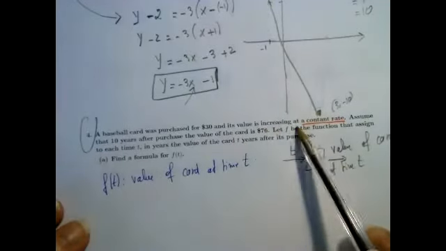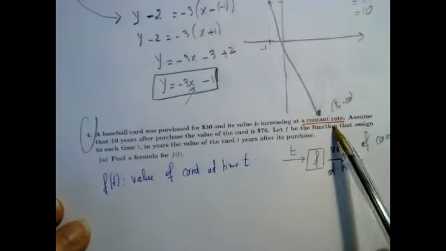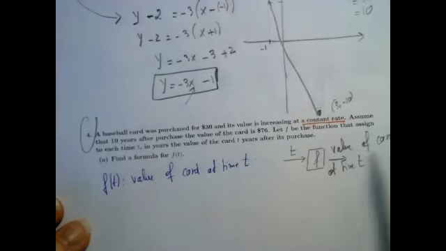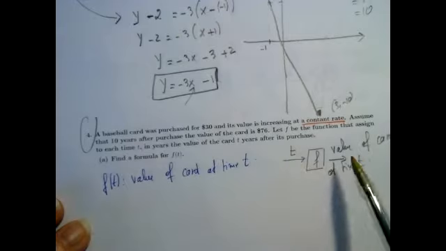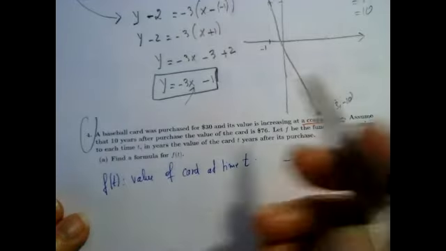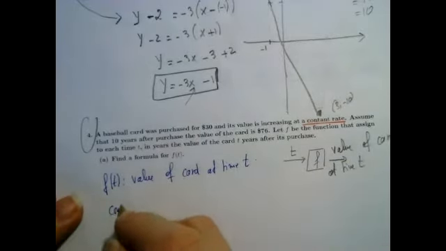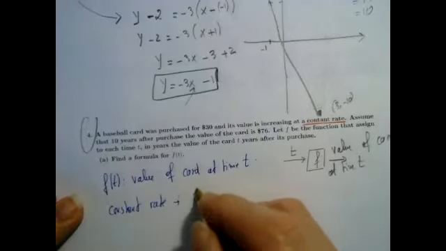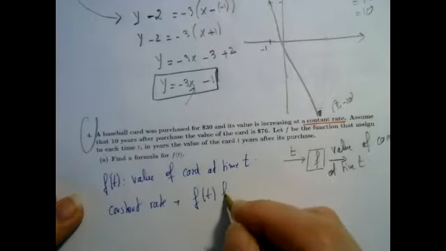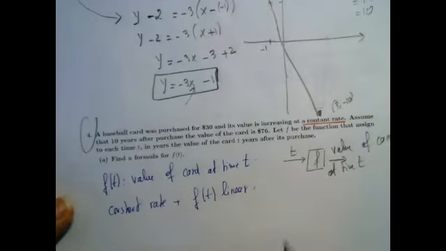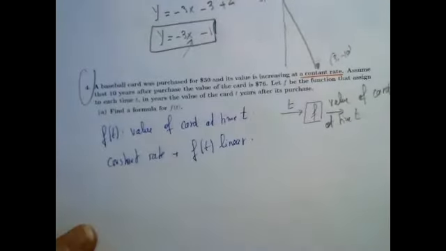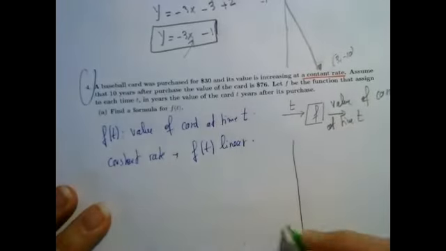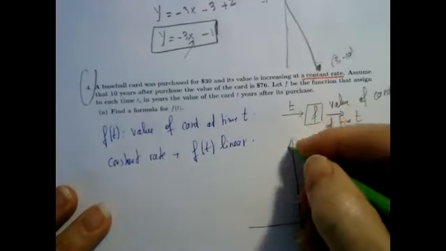The value is increasing at a constant rate. It means by the same amount every year. So the value of the card is changing by the same amount. So constant rate tells me that the function is linear. What it means is if you graph this function, you're going to get a straight line.